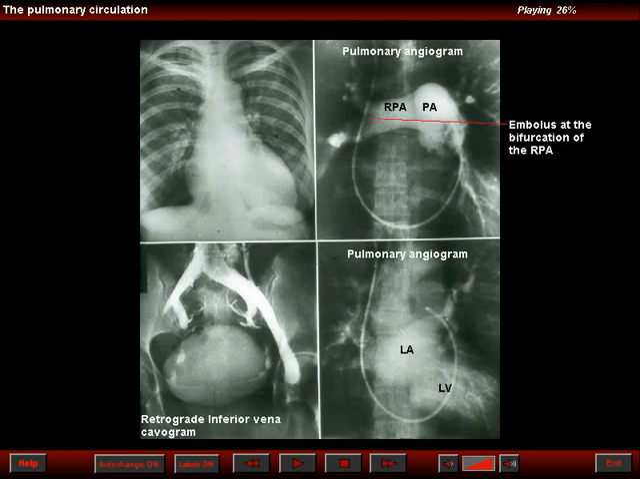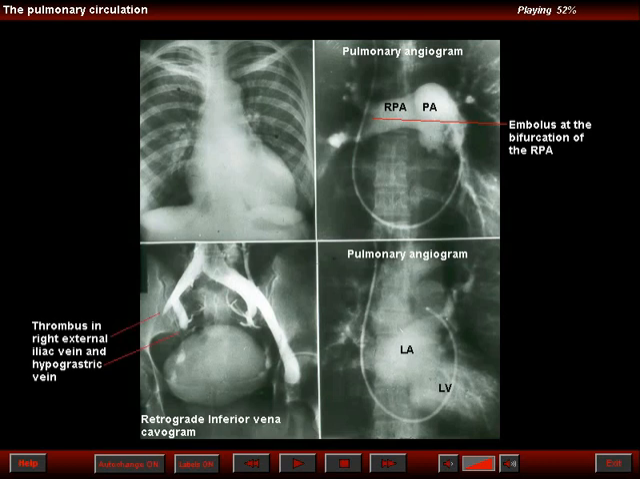The bottom left image is from a retrograde inferior vena cavogram. Note reflux of contrast into iliac veins, but the hypogastric vein, particularly on the right side, had a beaded appearance. In this way, we established the origin of the pulmonary embolus.